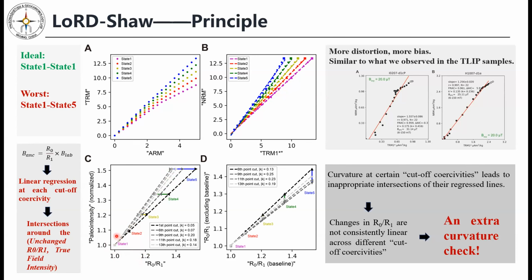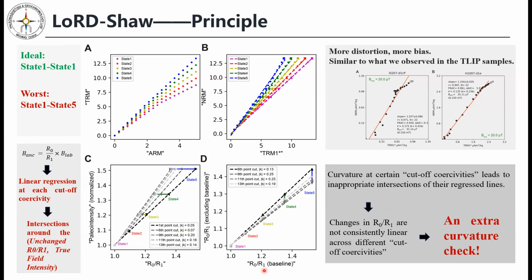And also, you may notice that there implicitly contains an important premise, that is the changes in the R before and after heating should also be proportional, or in a more simple expression, the distortion of the NRM versus TRM plot should be consistent at different cutoff coercivities. So if this is true, we can just use another way to get intersection points.